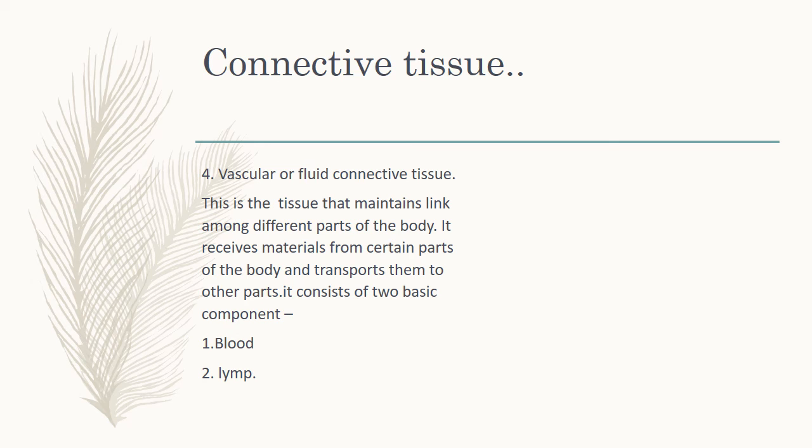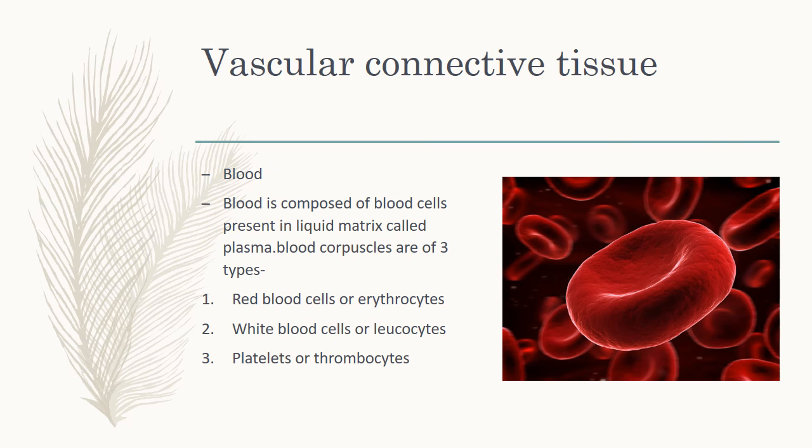Vascular or fluid connective tissue. This is the tissue that maintains a link among different parts of the body. It receives materials from certain parts of the body and transports them to the other parts. It consists of two basic components, that is blood and lymph. Blood. Blood is composed of blood cells present in a liquid matrix called plasma. The blood corpuscles are of three types. They are red blood cells or erythrocytes, white blood cells or leukocytes, and platelets or thrombocytes.